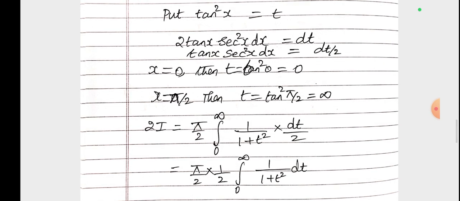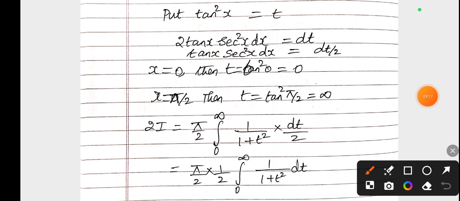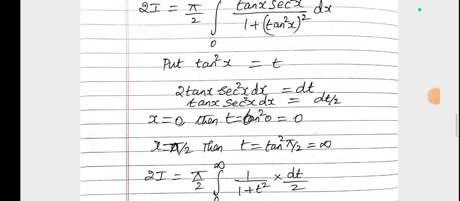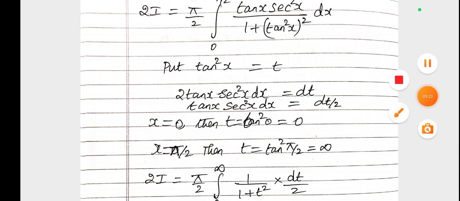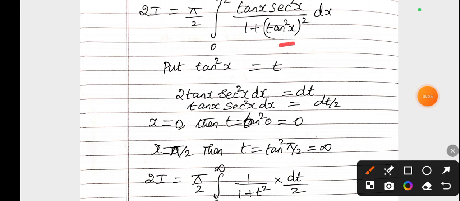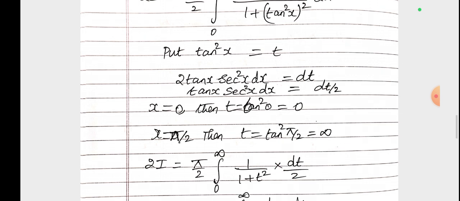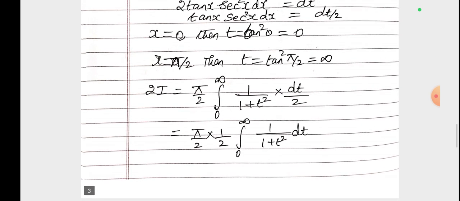Clear, check. Then in the next step, when we substitute, we will get 1 by 1 plus t square. How does 1 by 1 plus t square come? You just see, 1 by 1 plus tan square x whole square is t square. This step clear? Then tan x secant square x dx will be dt by 2. This is clear, check, children. And the limit is 0 to infinity.